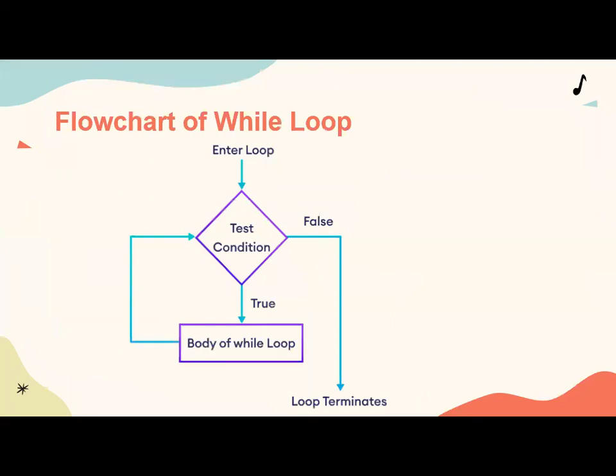Flowchart of while loop. A while loop evaluates the condition first. If the condition evaluates to true, the body inside the while loop is executed. The condition is evaluated again. This process continues until the condition is false. When the condition evaluates to false, the loop stops.